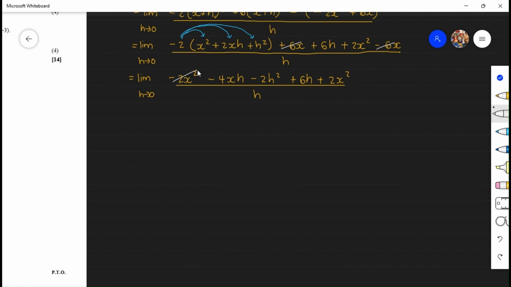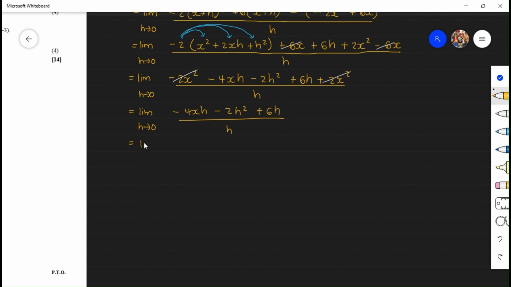From here, we can see that negative 2x squared cancels out positive 2x squared. Reason being is that when you add them up, they give you 0. Now we bring down the limit as h approaches 0. Now we can bring down what is left over after we've added up the like terms. Now that is going to be negative 4xh minus 2h squared plus 6h all over h. From here we can see that we have a common factor. This is when we can now start to cancel out our denominator.